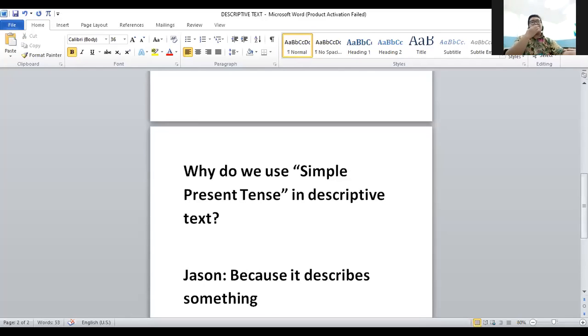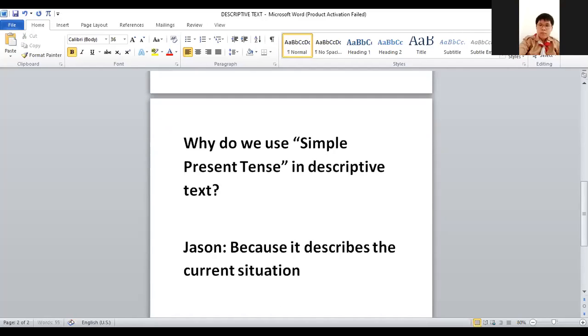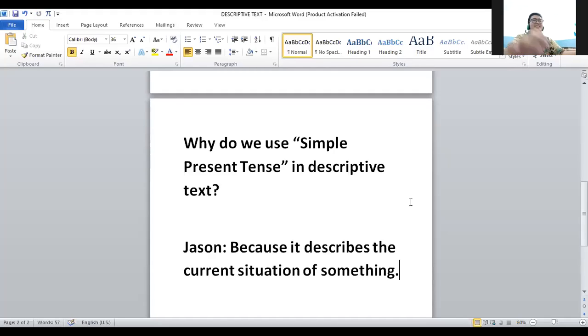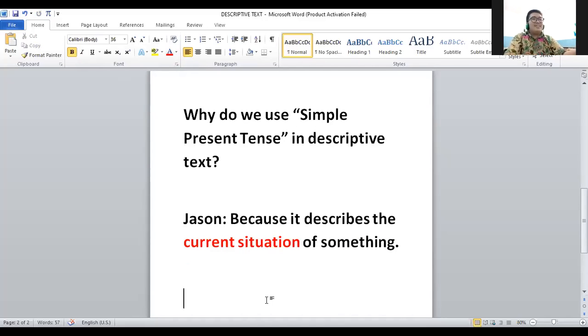Or you can say it like this: because it describes the current situation of something. Okay, all right. Bisa. Because it describes the current situation of something. Menjelaskan situasi, keadaan, atau apapun itu di saat ini, ya. The current situation of something. Any other answer? Raise hand. Coba raise hand.